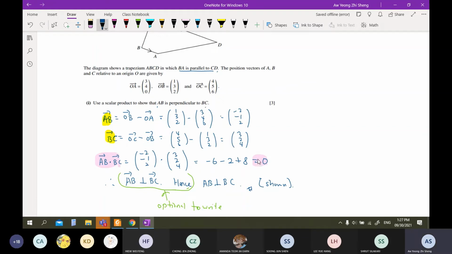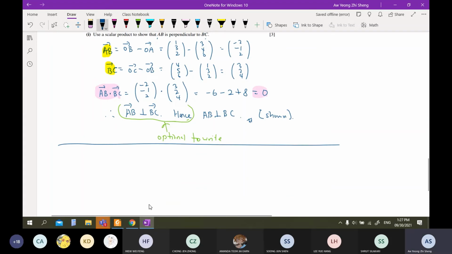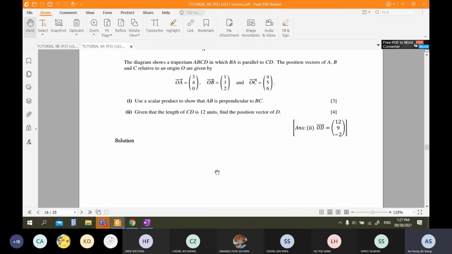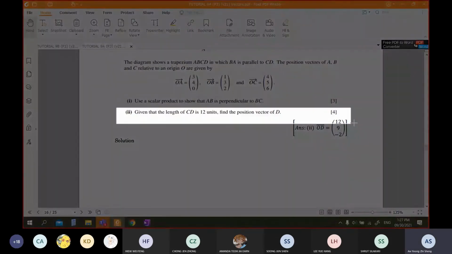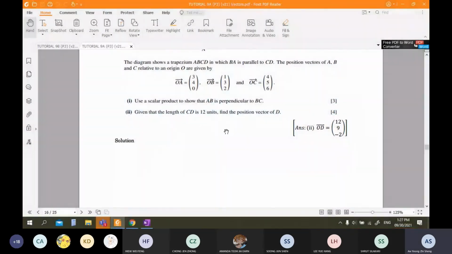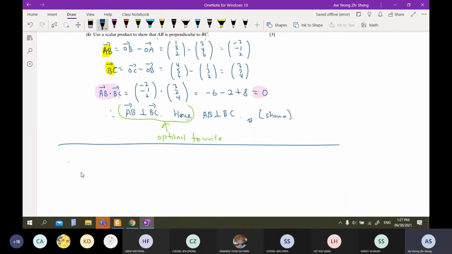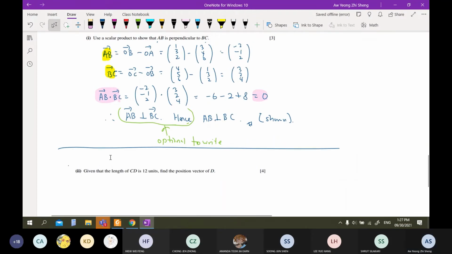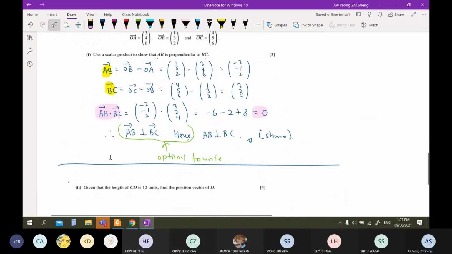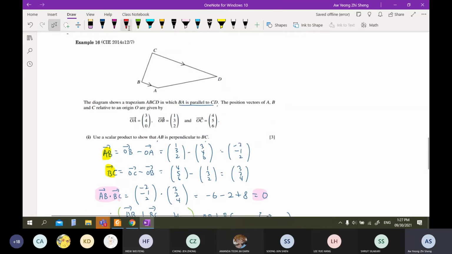Okay, now let's carry on with part 2. Length of CD is 12 units. Find position vector of D. Referring to the diagram above, they are telling us C to D is 12 units. Find position vector of D.